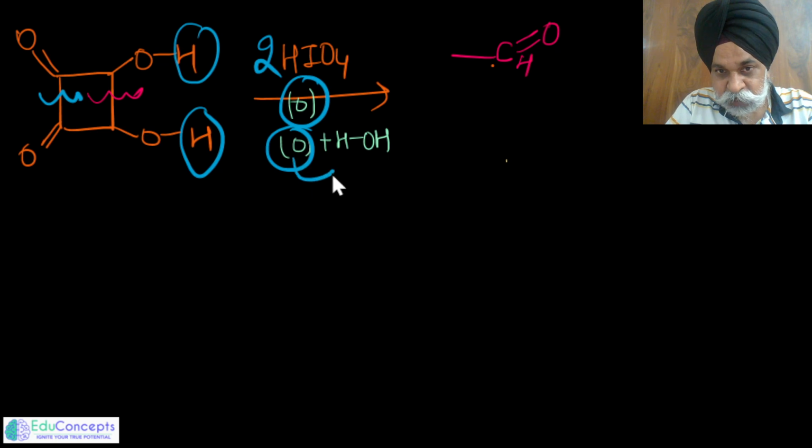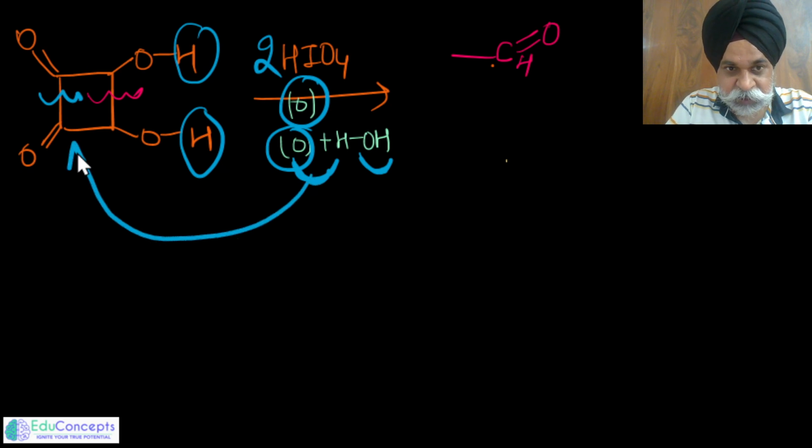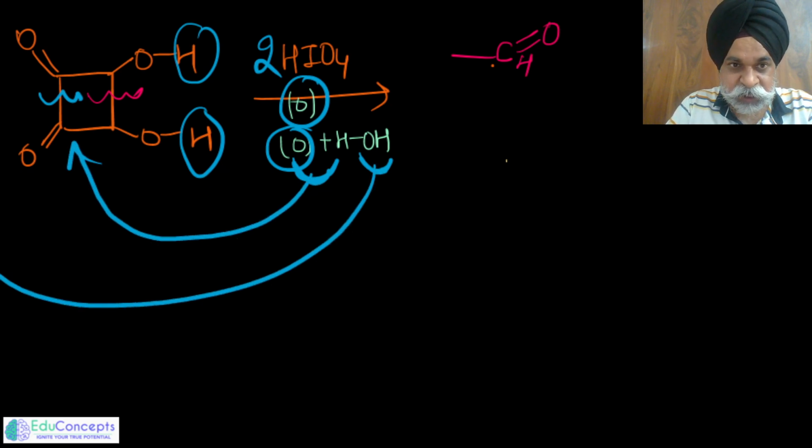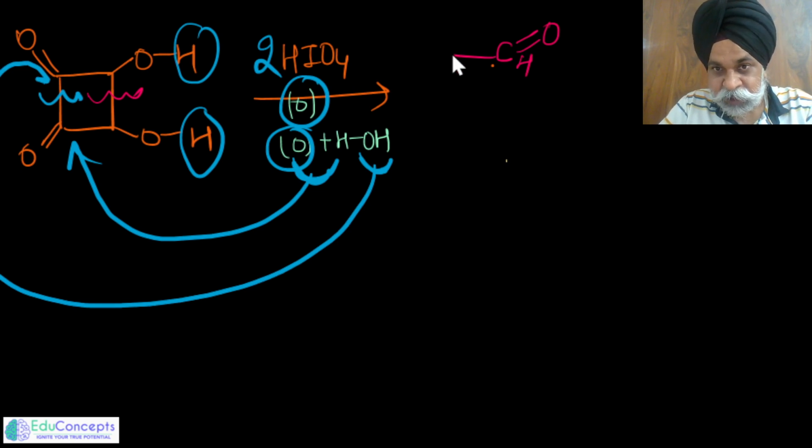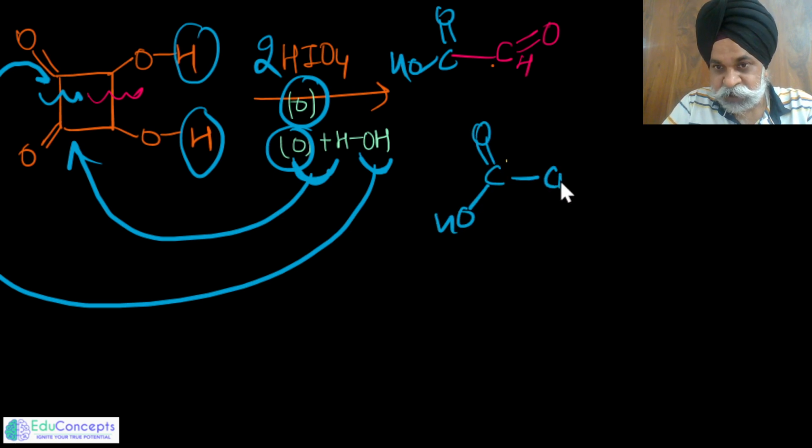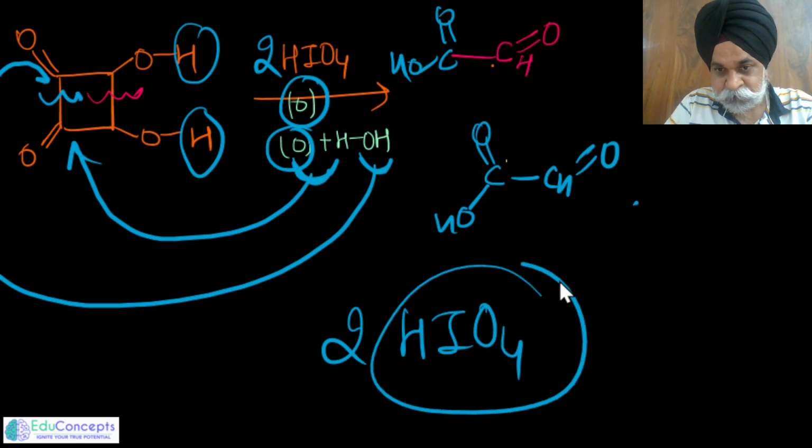So this OH and this OH, you have to take one water along with. So this OH got attached here, and one OH got attached onto this one. What I'm trying to say here is that you end up getting OH on this side and OH on this side, and this would change into CHO. So this is glyoxylic acid. So 2 moles of HIO4 have been used in this question.